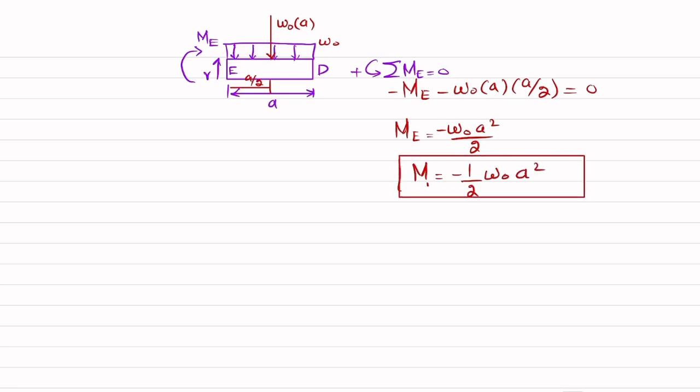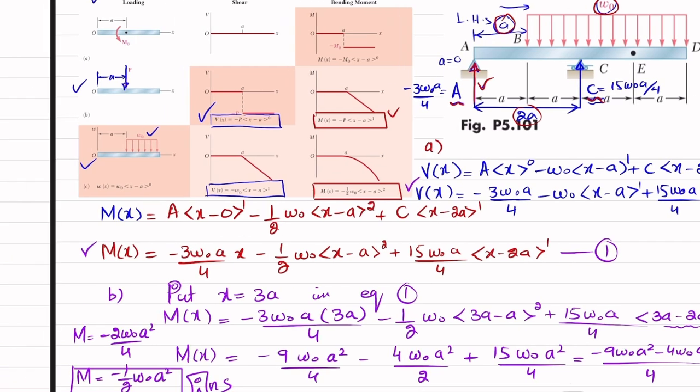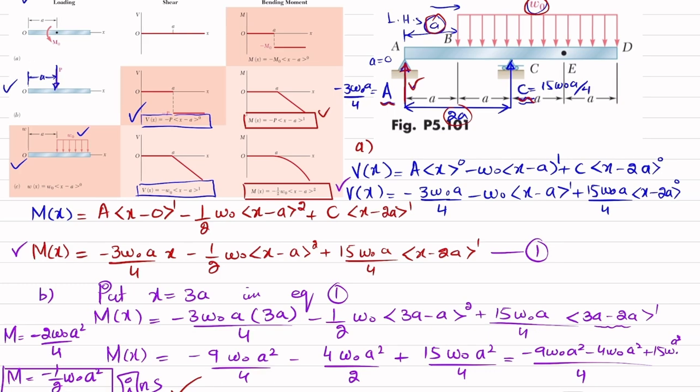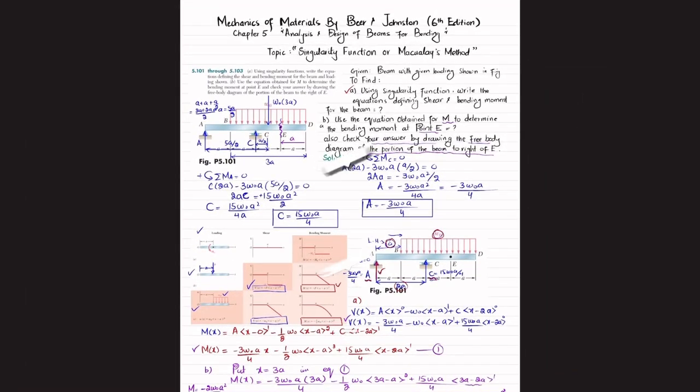And you can compare it with the moment about point E obtained from the moment equation using singularity function. So it is minus 1 over 2 w naught into a square. You can check it, clear. And this is also minus 1 over 2 w naught a square. So this was all about this problem 5.101.